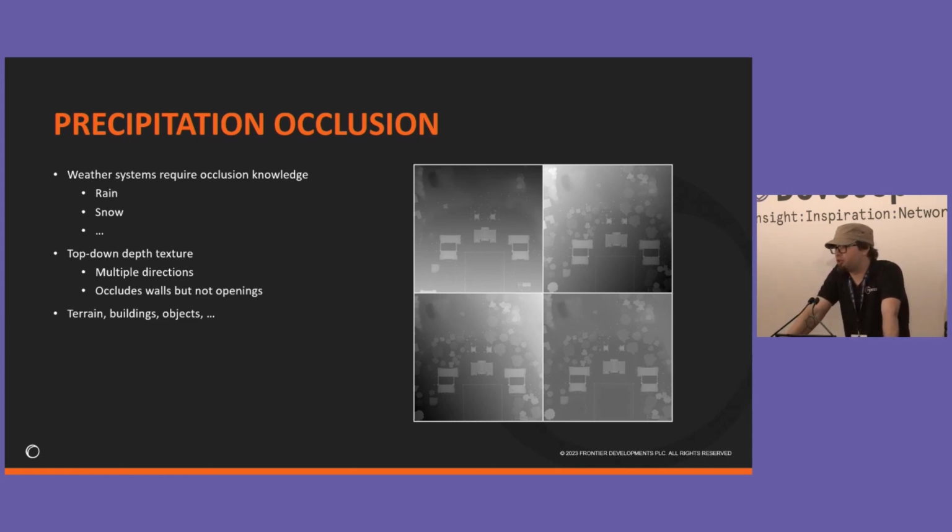You could say that you could just take this top-down occlusion texture and do a simple blur on it to kind of get that inset in any of the openings of the buildings. But that would result in any of the occlusion also bleeding into the buildings. So if you have a building with a wall, some snow would bleed through it, and we don't want that.